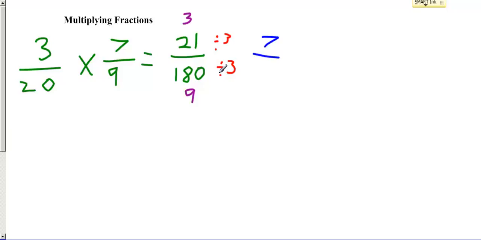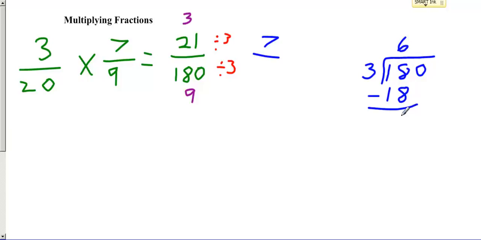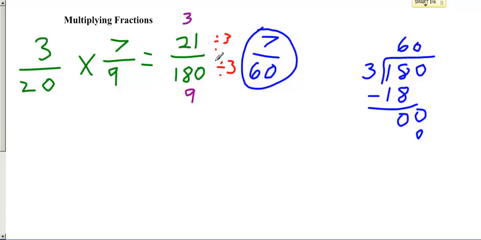21 divided by 3 equals 7. 180 divided by 3, ooh, tricky one. Got a lot of work to do. 180 divided by 3, let's say 6 here, 18, subtract, I get 0, bring down my 0, 3 goes into 0 zero times, so my answer is 60. Okay. Now does it share any other factors? Nope, 7's prime, and 7 doesn't go into 60, so I'm done. My answer is 7/60. So let's review again.